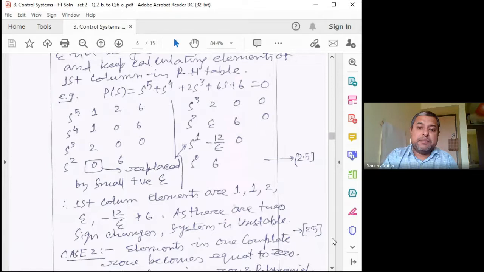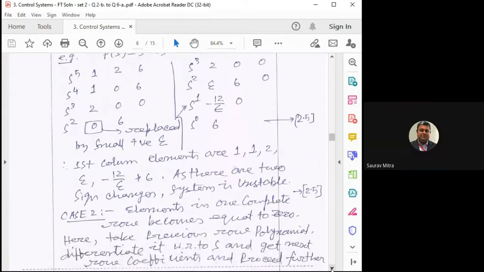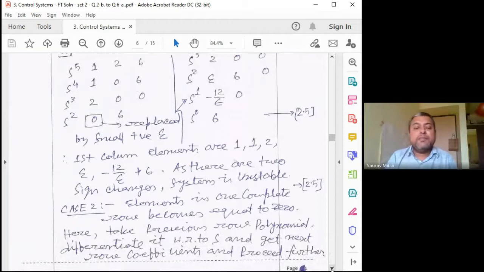So what is the conclusion now? We will finish our lecture today with this one case only, but I will upload the numerical for the second case also. You just check, so that on Wednesday we can discuss again. Both the cases I will upload, these 2 pages. So in this case, what are the first column elements? 1, 1, 2, epsilon, minus 12 by epsilon and 6.